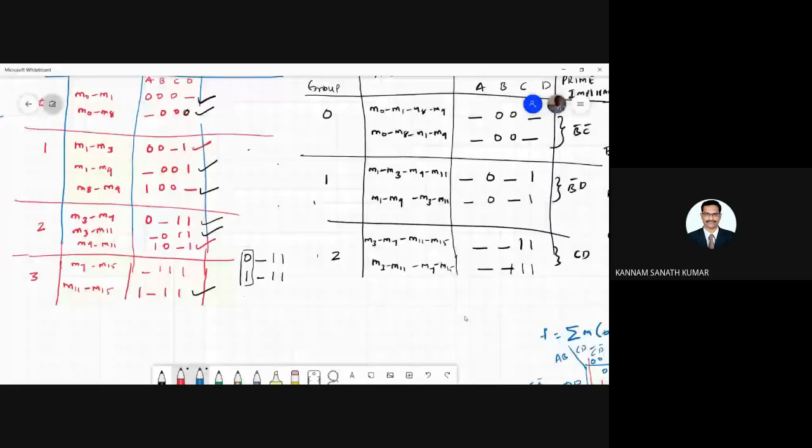So if you combine, what you are getting, which one is common? B bar, and next D. Okay, so this is an essential prime implicant. This is nothing but a redundant prime implicant. So this is not required. Why? Because that is already covered. Okay, so in our tabular method, this is how you need to find out the given expression by using this tabular method or Quine-McCluskey method.